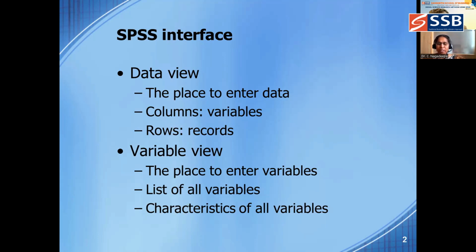Next, another window is called the variable view. This is very important because you are going to define the variables in that window. It should be properly defined, and only then can we analyze the data properly. The variable view shows the place to enter the name of the variable. You see the list of all the variables, which is whatever you have entered in the columns, and the characteristics of each variable. All this is visible in the variable view window.